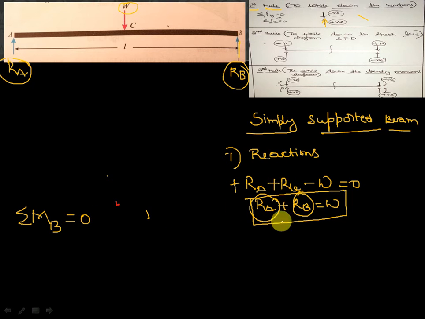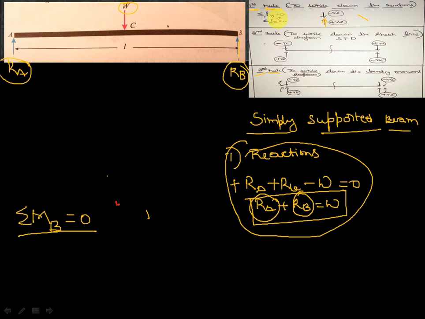Okay, after finding the reaction, I need to find the individual reaction. For that, I am taking moment at B. The moment at the point B, I am making it 0. And while solving the moments, we need to make use of rule 3. While finding the reactions, we have to follow rule 1. And while finding the moment, we need to make use of the chart, which is the third rule.